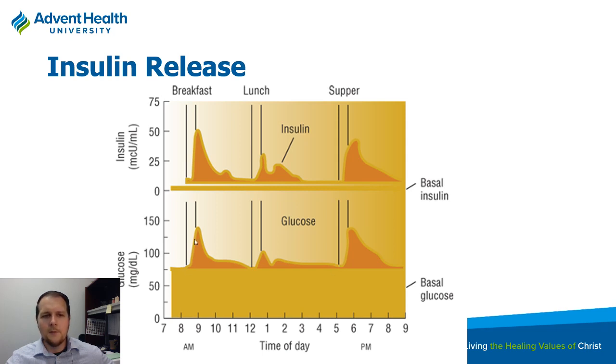So as you have a big spike in blood sugar from breakfast, you'll have a big spike of insulin at around the same time, and that will then help to get that back down to baseline, or it should, assuming you have someone with normal glucose tolerance, right? Same thing happens around lunchtime and then supper as well. So again, this is what would normally look like in terms of insulin secretion in response to glucose levels in the blood.